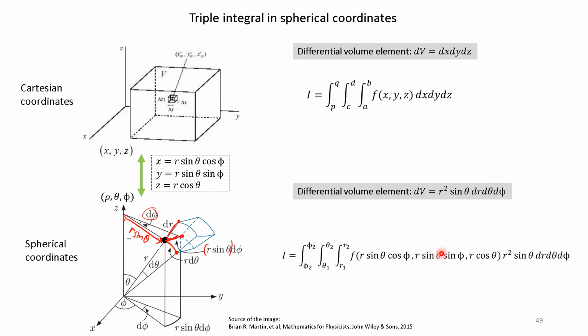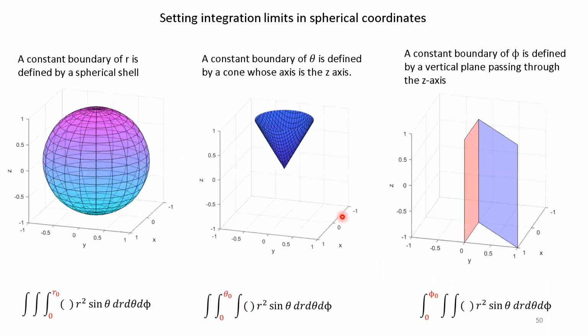So now if you do the integral, we need to again set up the integration limits. So geometrically, how do we visualize these integration limits? Let's consider the 3 variables one by one. First, I have this bracket for you to put your function, but we don't care about exactly what function you want to integrate. I just want to consider the integration limits.